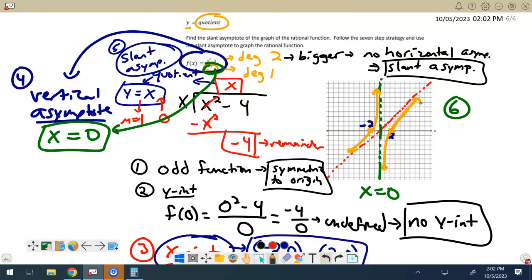Right? And it's supposed to be symmetric to the origin, which I don't feel like I did a good job of making look too symmetric, but it should be. They should kind of be mirror image looking curves of one another. So that is the graph of that particular function.